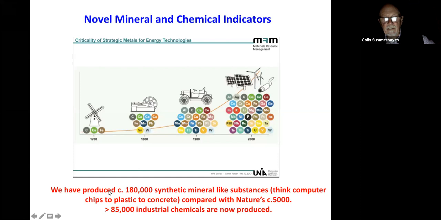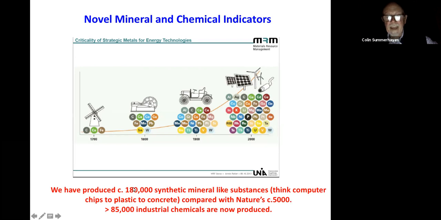Altogether, we humans have produced something like 180,000 synthetic mineral-like substances, many of which you'll find in your computer. Plastic, of course, is one of these, and concrete's another one. That compares with what nature has done. Over the past 4.5 billion years of the planet, nature has only produced 5,000 mineral-like substances.